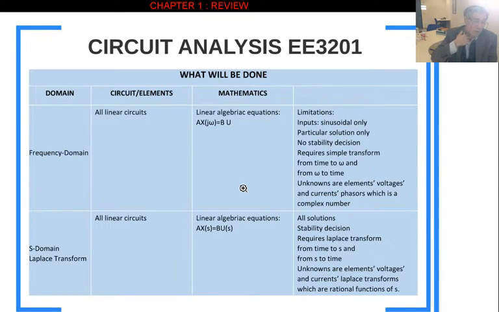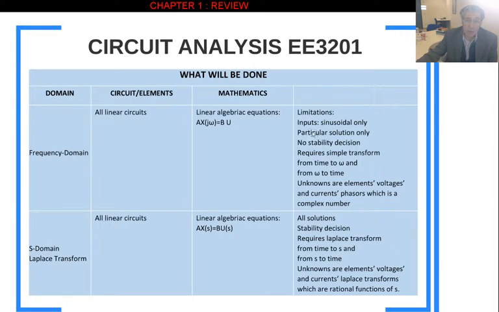The other domain, which is called the S domain, we do the Laplace transform. This is true for all the linear circuits, and the equations are going to be linear algebraic equations, but the independent variable is not t here but s. So we are going to find the solution in S domain and then transfer this solution to the time domain.